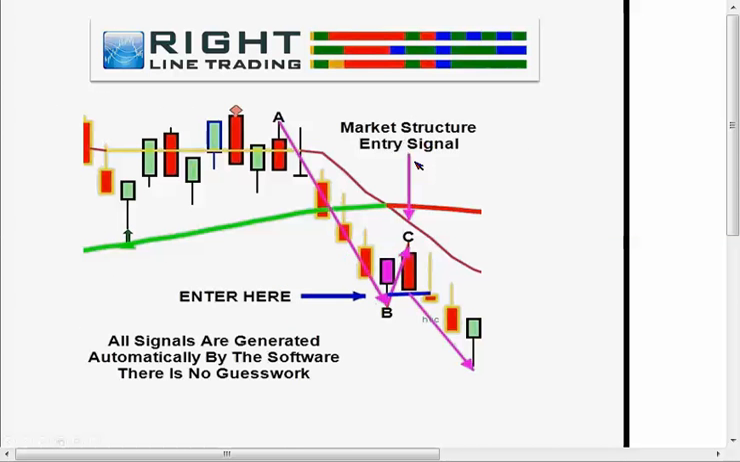Now, just quickly, this is one of our strongest entries, our C candle entry. And in this particular case, what we do is we capitalize on all the unfortunate traders who are trying to call a bottom and to counter trend trade.